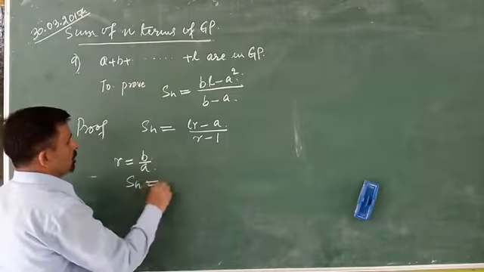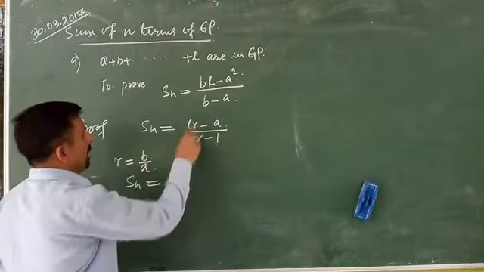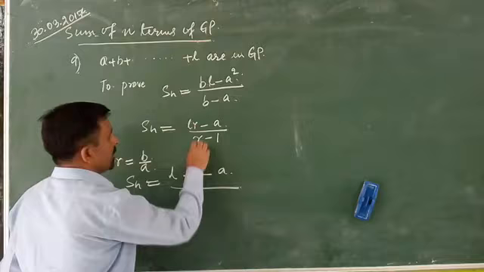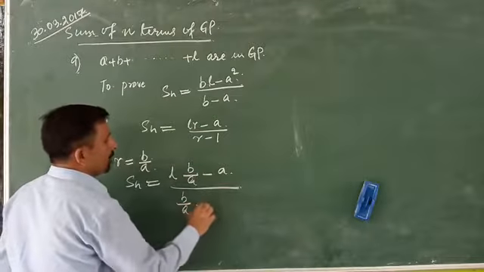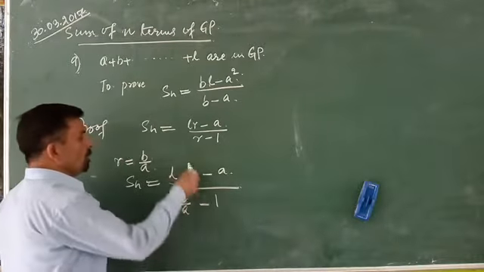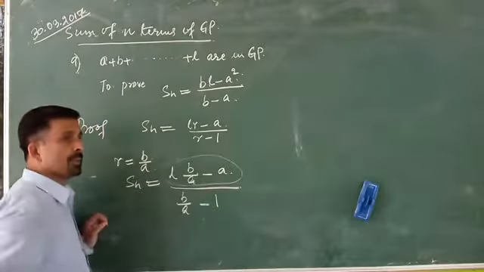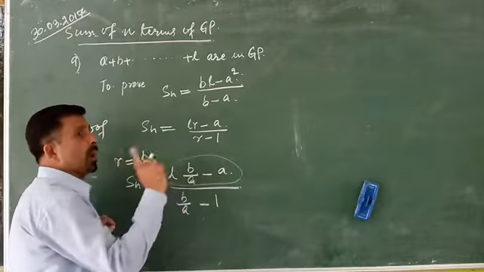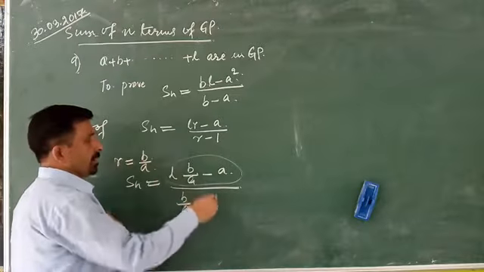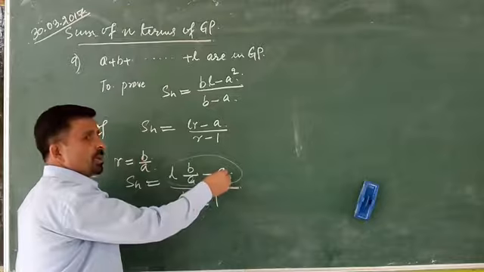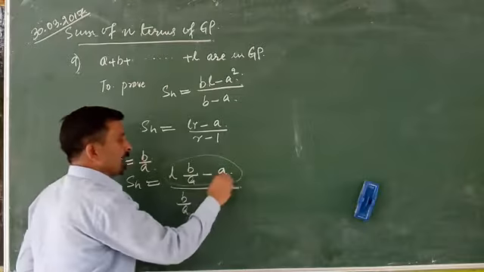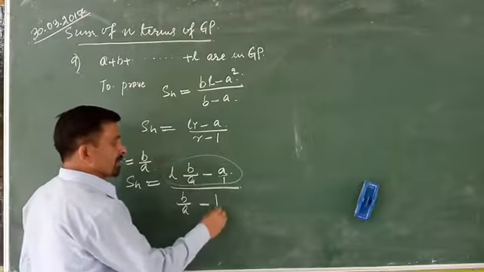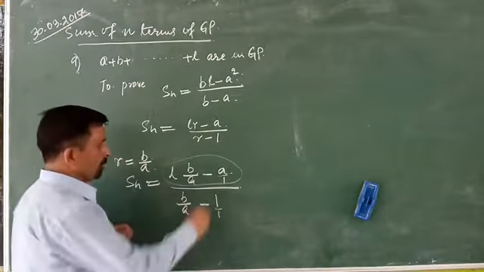Sn is equal to L times R, which is B over A, minus A as it is, divided by R, which is B over A, minus 1. Now we will calculate this part. In this part, these two are multiplied, so they can be treated as 1. Then this is another term, which is a whole number, and this is a fraction. So for our convenience, we always consider the other also as a fraction, and now we will start solving it.